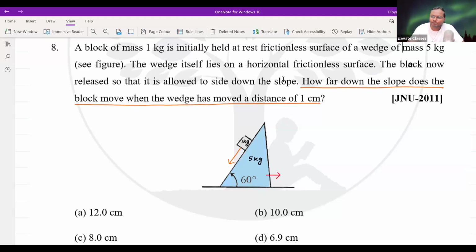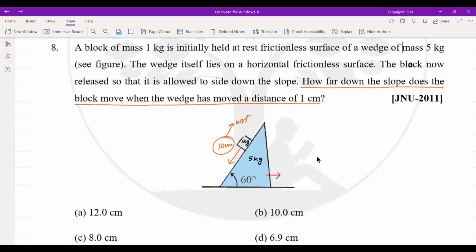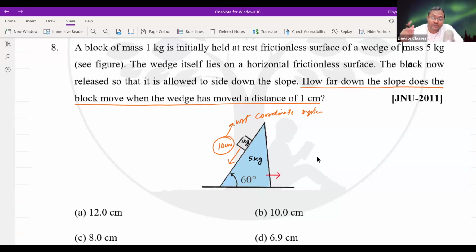Fine. अब मुझे एक बात बताइए. Why did I make the mistake? वही मैं एक्सप्लेन कर रहा हूँ. मैं एक्सप्लेन कर रहा हूँ आपको. The block has moved 10 centimeter with respect to the initial coordinate system. I'm giving you the hint. The block has moved 10 centimeter with respect to the coordinate system. लेकिन सवाल में coordinate system के respect में नहीं पूछा है. सवाल में क्या पूछा है? With respect to the wedge पूछा है. The wedge has also moved.